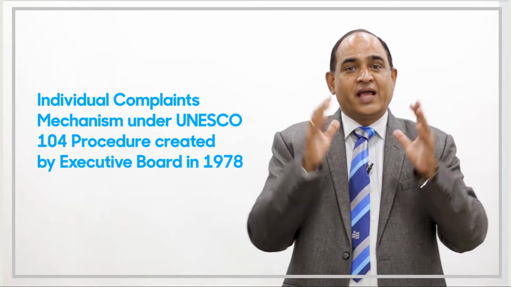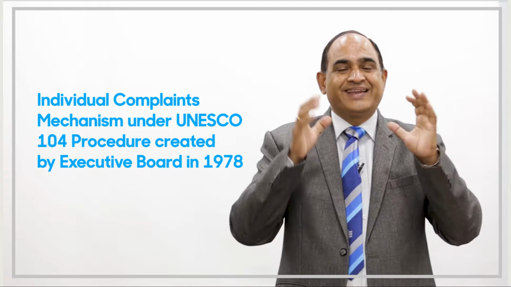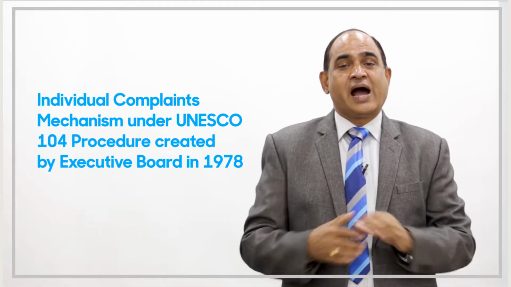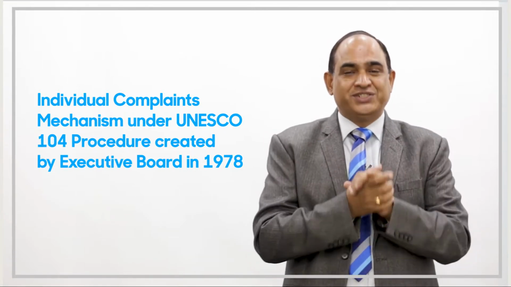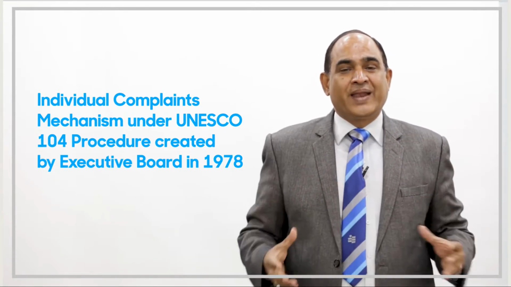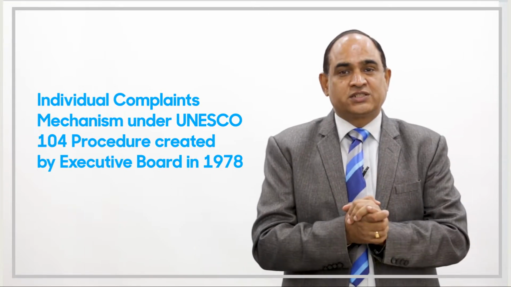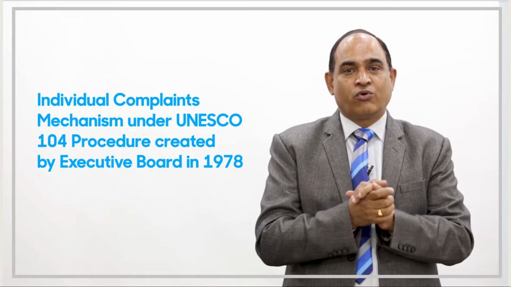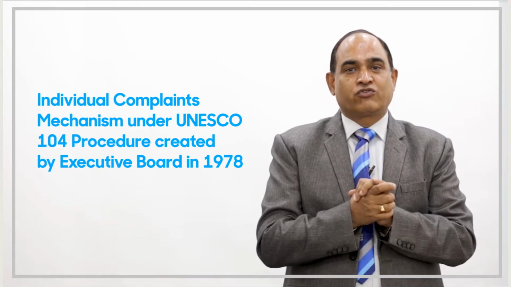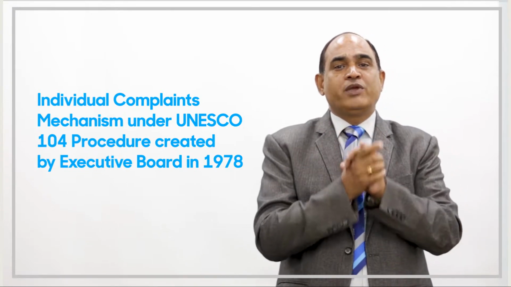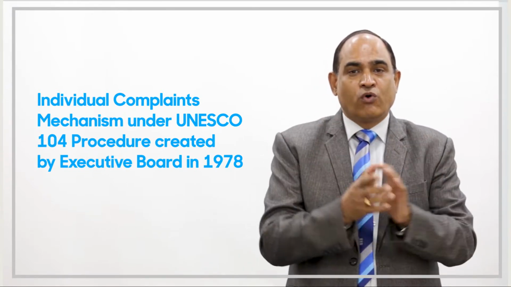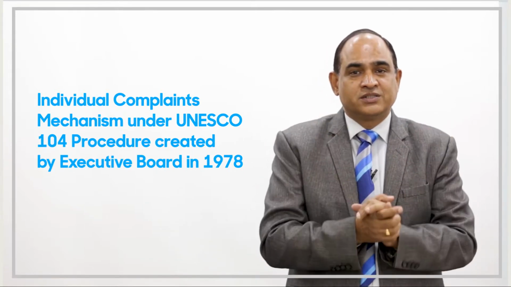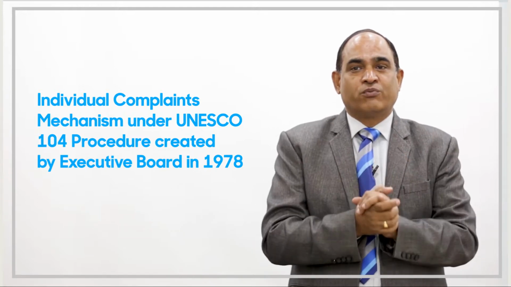In fact, after a great deal of thinking over what kind of supervisory, what kind of enforcement machinery should be created, the Executive Board of UNESCO in 1978, in its 104th session, adopted a unique procedure for handling complaints of rights violations which fall within the competence, within the mandate, of UNESCO. Ever since, this has come to be known as the 104 procedure, taking its name from the session of the Executive Board.